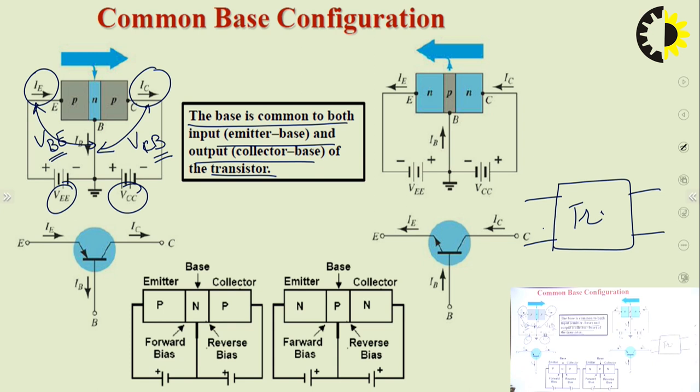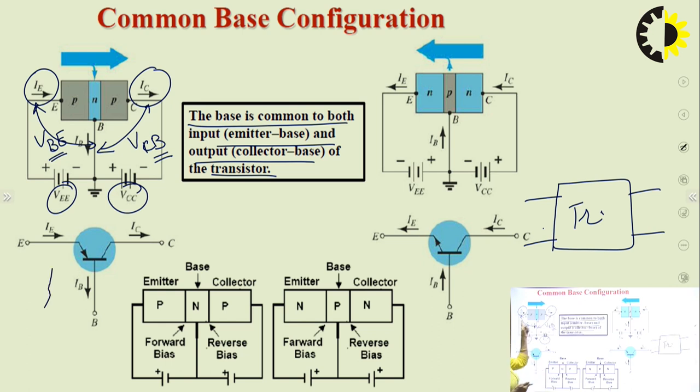What is the purpose of the biasing voltage? The biasing voltage is used to stabilize the Q point in the proper region of operation. That means by deciding these two biasing voltages, whether it is forward bias or reverse bias, emitter to base and collector to base, we can decide the region of operation of any transistor, whether it will operate in the active region, the cutoff region or the saturation region.